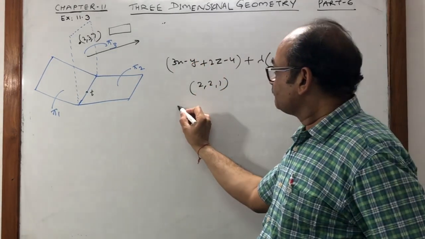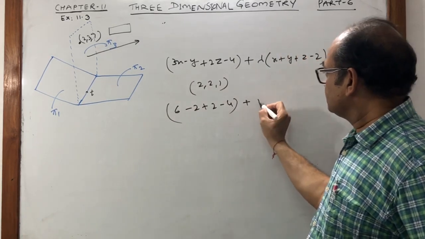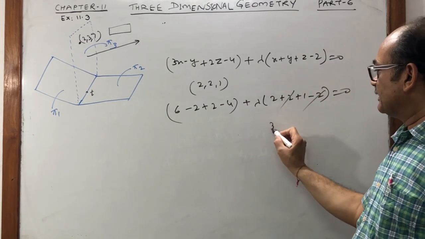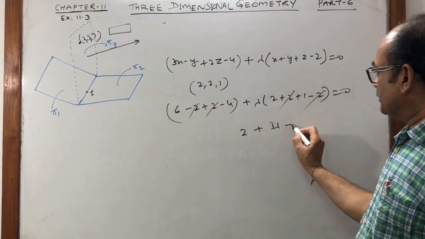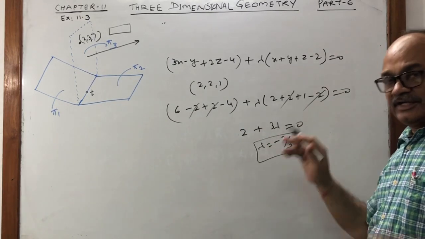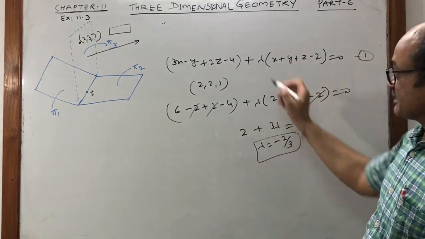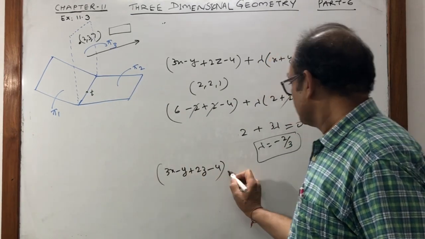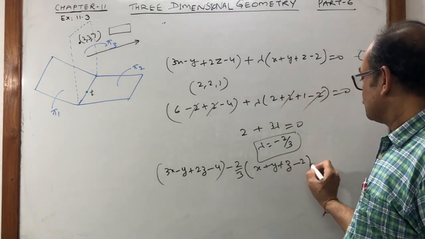Substitute here 2, 2, 1 and again 2, 2, 1. What are we getting? 3 lambda, and here 6 minus 4, that is 2, equal to 0. So lambda is nothing but minus 2 by 3. If we substitute this value of lambda in equation number 1, you will get the required plane pi 3. So now we substitute: 3x minus y plus 2z minus 4, minus 2 by 3 as lambda, times x plus y plus z minus 2, equal to 0.